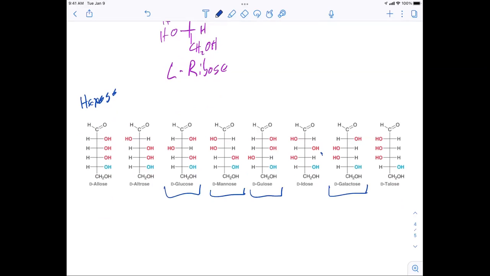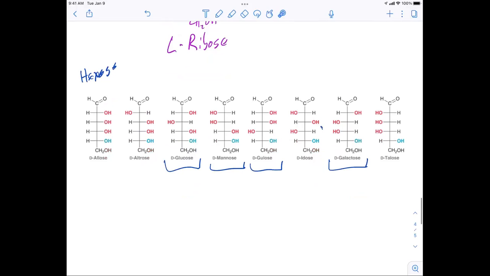And you can see here again, the D is based on the bottom, right? They're all to the right. That makes it D, but then the arrangement of my OHs determines what kind of sugar I have. And again, I'm not going to require you to know this, but you will. It's usually one of the first things you learn in biochem. And it's not hard, especially if you use the Fischer projections.